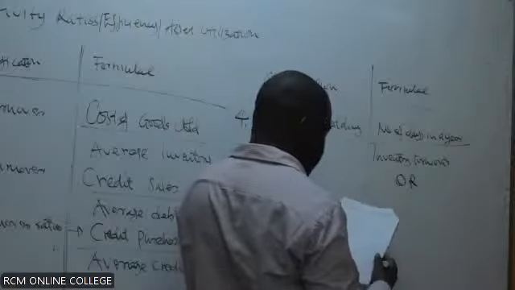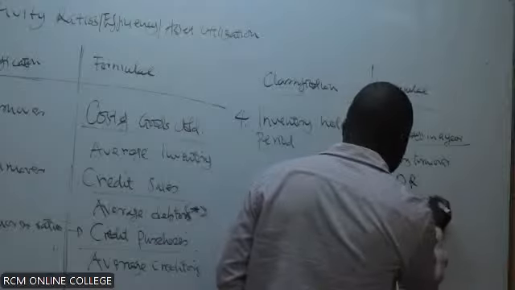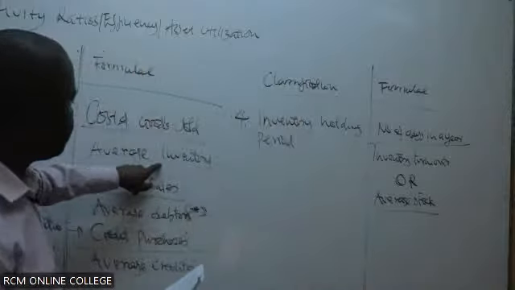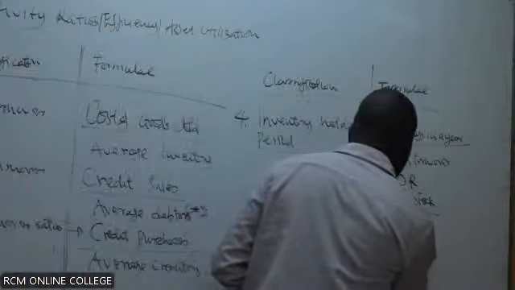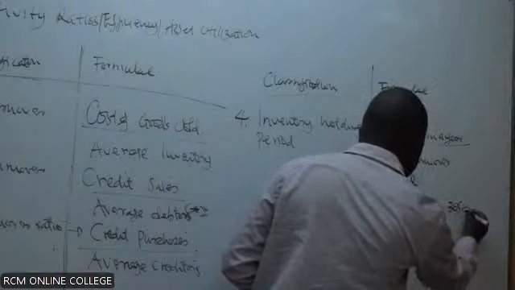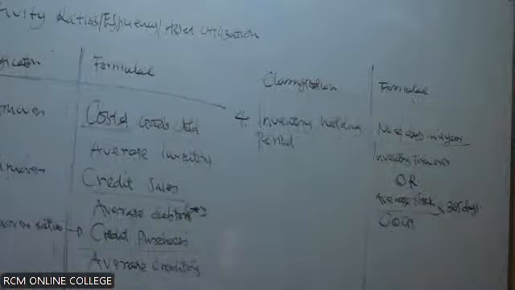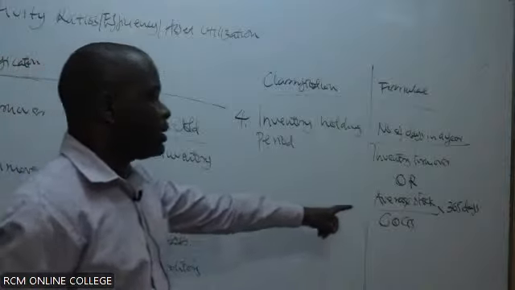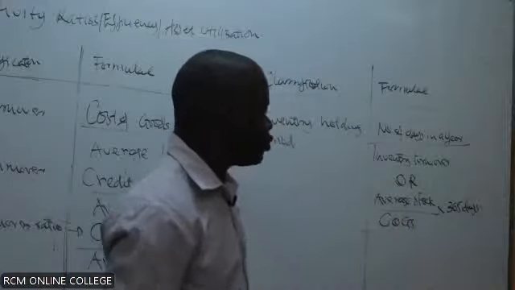Take average stock, or average inventory. You divide by, now you reverse this formula. You take average inventory and divide by cost of goods sold. You multiply by 365 days. Ideally, what has happened is we've reversed this formula. So this one has gone up, this one has gone down. Then you multiply by 365. It's just the same formula as this one.